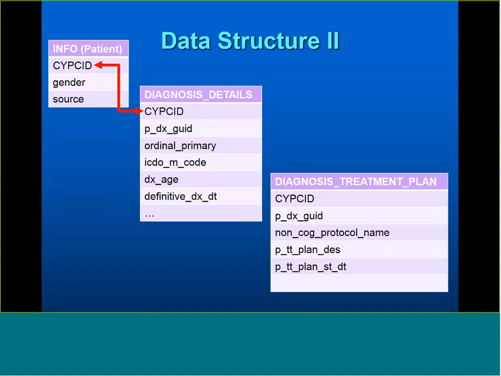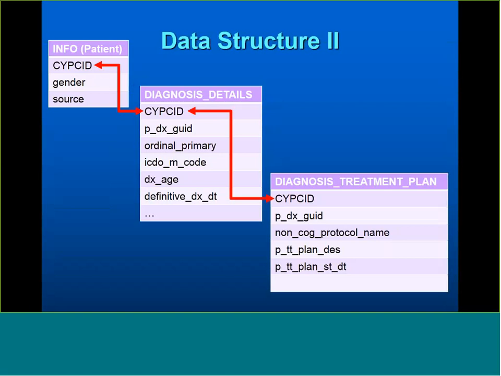And here we have the protocol name, we have a plan description, and we have the start date of the actual plan. I haven't shown you all of the variables that are included in these tables, but this is some of them. And then you'll see here that the CYP C ID actually is on this record as well. So we could link the diagnostic treatment plans directly back to the patient info, or we could link them to the diagnosis details.